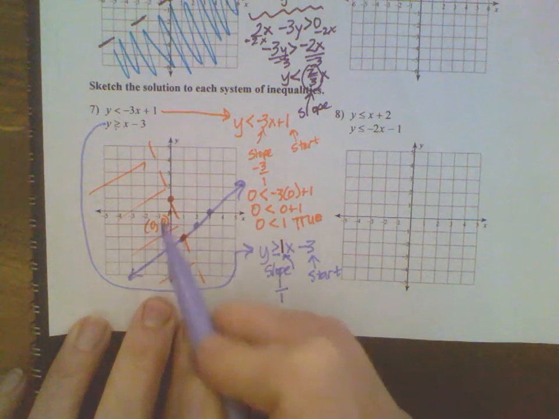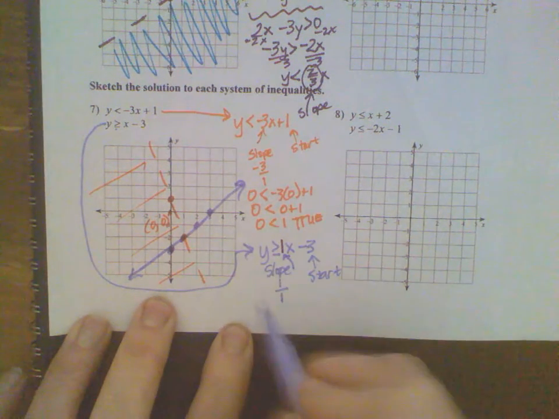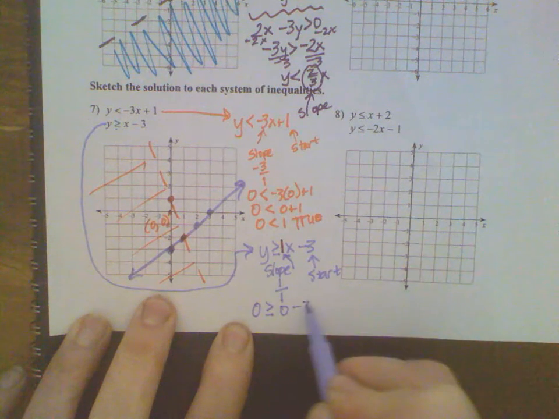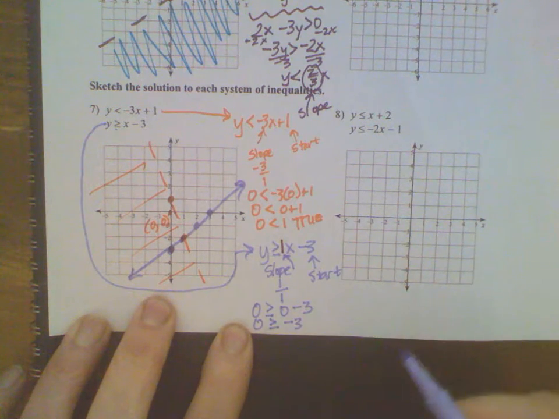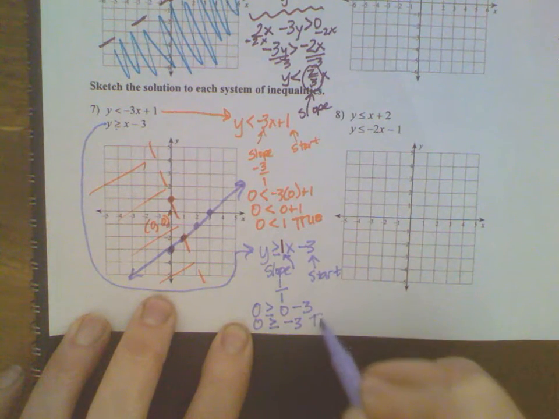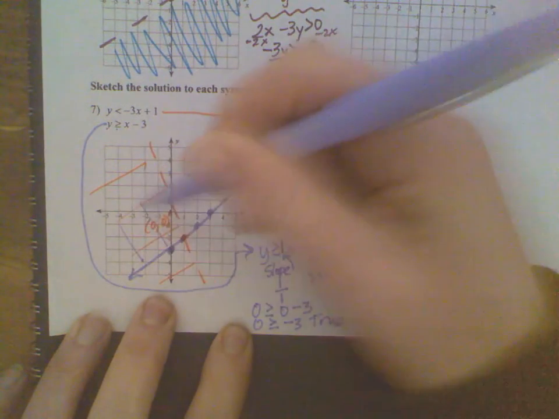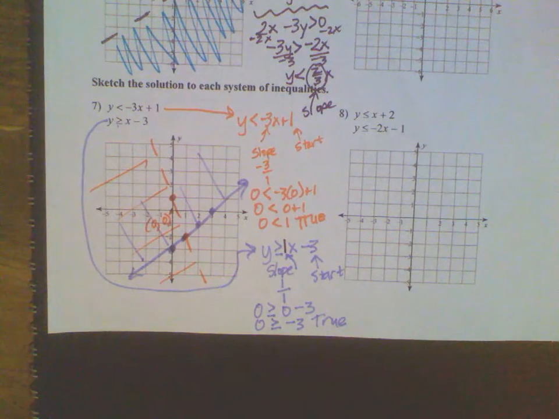This line also doesn't go through 0, 0, so I can use 0, 0 as a test point. So 0 is greater than or equal to 0 minus 3. Is 0 greater than or equal to negative 3? That is also true. That means this line is going to shade in the direction of 0, 0. It's going to include 0, 0 as part of its answer.